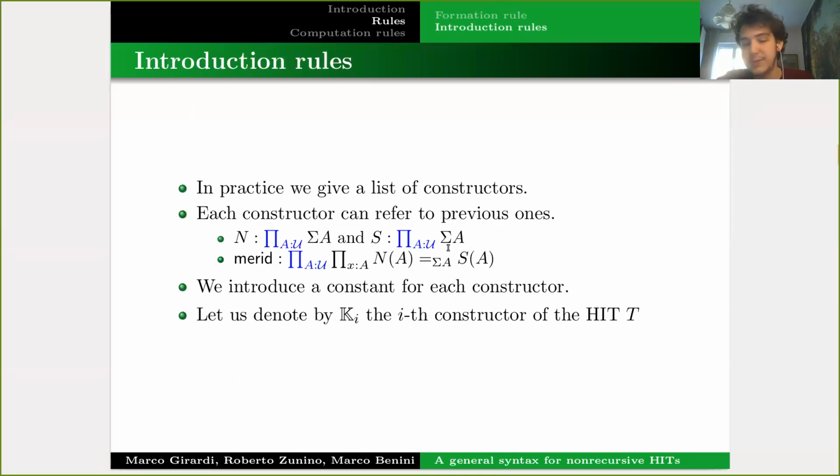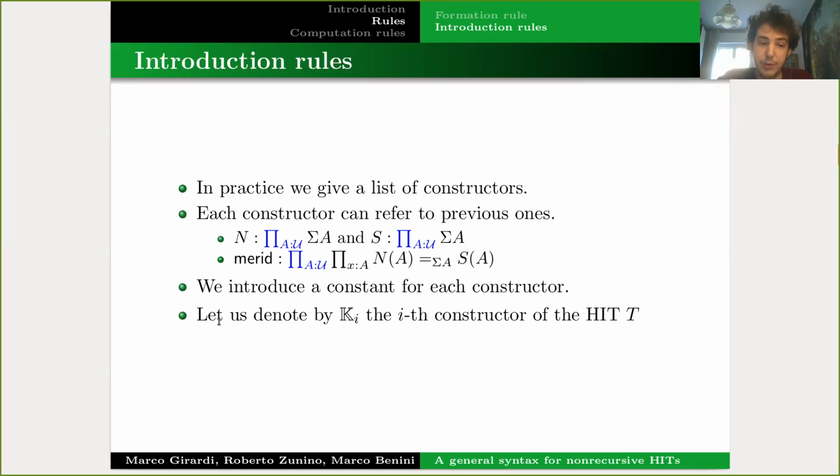As for the introduction rules, in practice, what we do is we just give a list of constructors where each constructor can refer to previous ones. For example, if we consider the suspension over a type A, we have 3 constructors, N and S, which are point constructors, and then the constructor for the meridian that takes as input a point of the type A and outputs a path between N and S. Here we are constructing a path, so this is a level 1 constructor. Again, the idea is that we have a rule introducing a constant for each constructor.